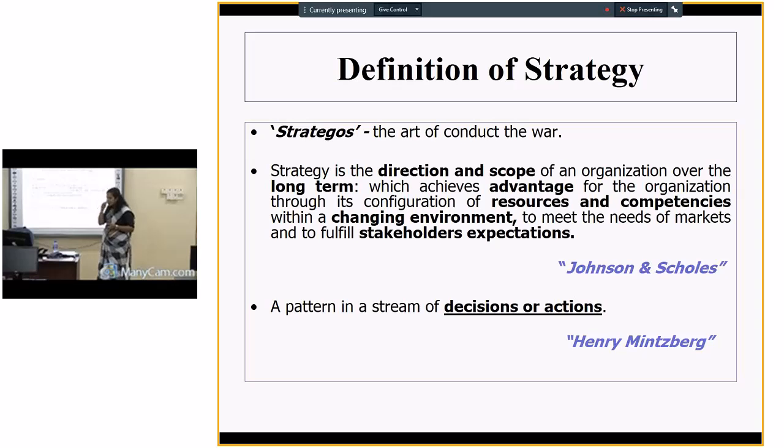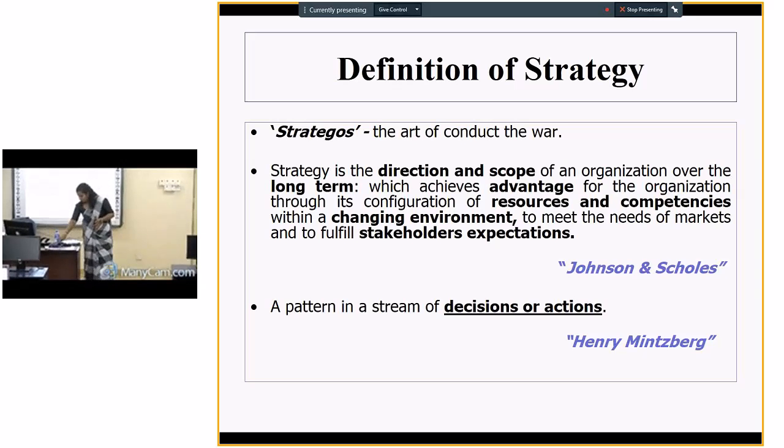Yes, are these resources and competencies two different terms, or are they the same? Two terms? Yes. What can you say? Different. How do they differ?